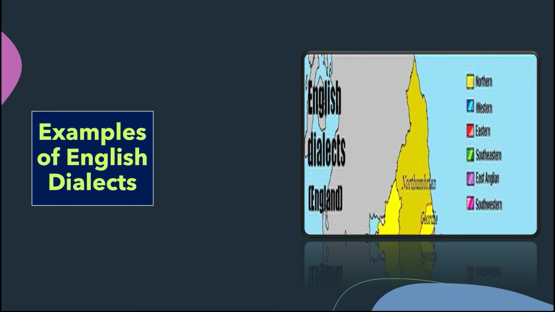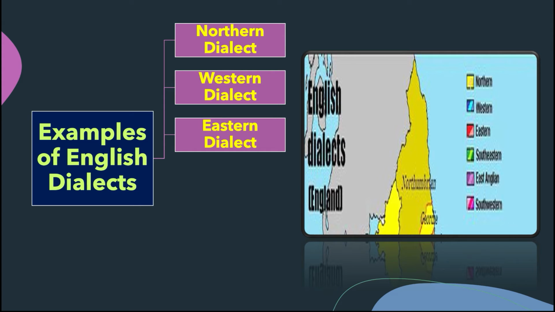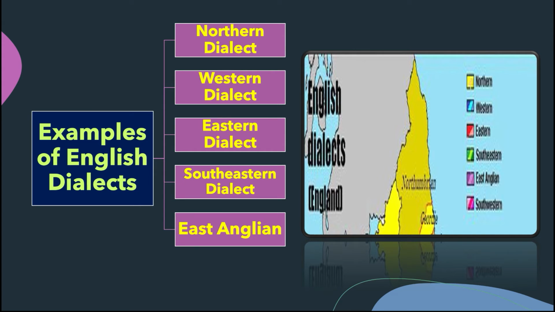Now, let's talk about examples of English dialects, and this will make the concept much clearer. Northern dialect, Western dialect, Eastern dialect, Southeastern dialect, East Anglian, and Southwestern dialect. So we can see how English in England is divided into different dialects based on its geographical location.